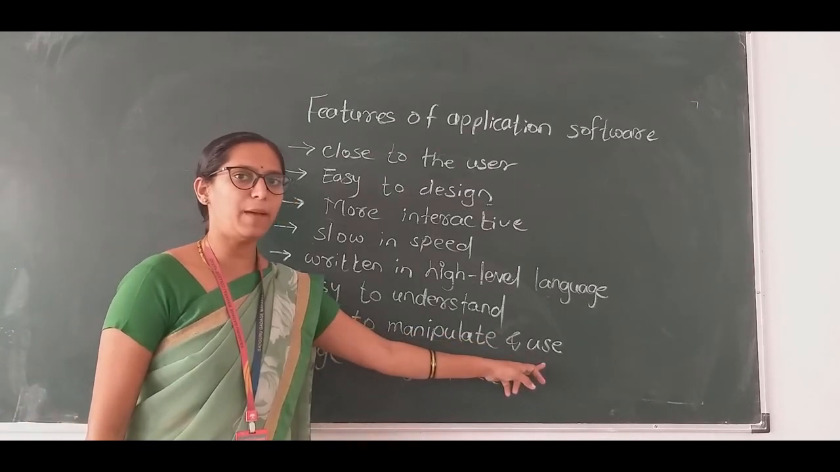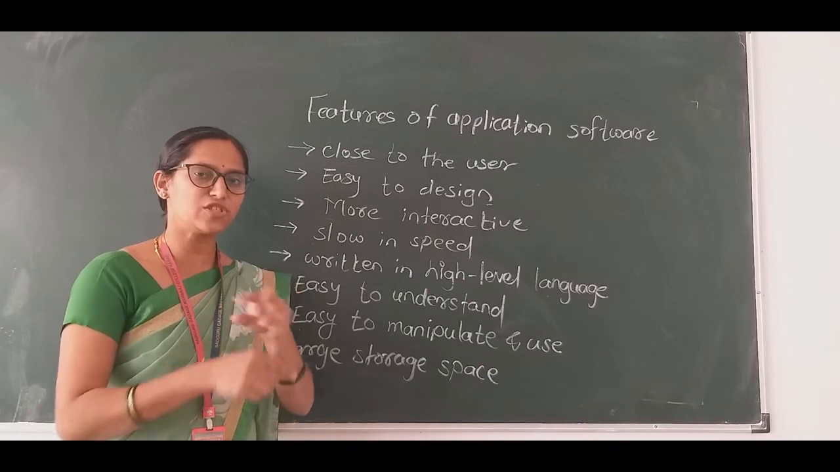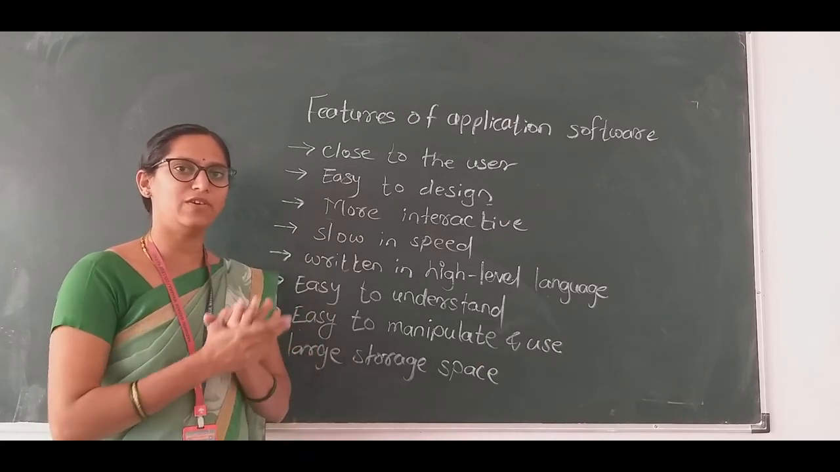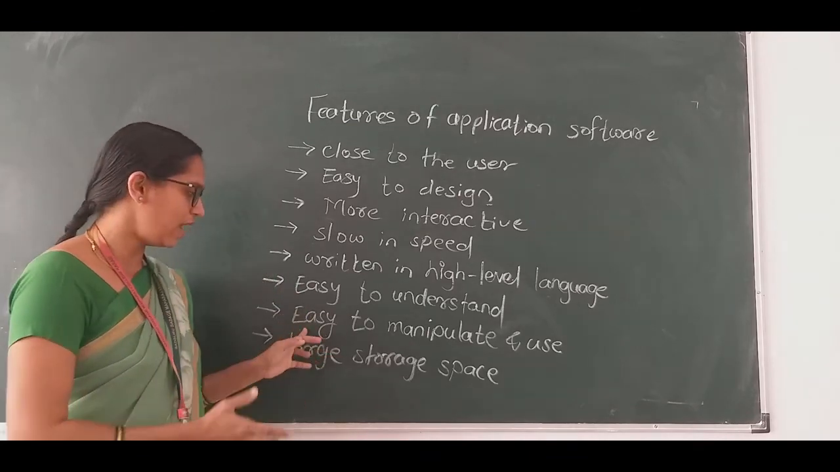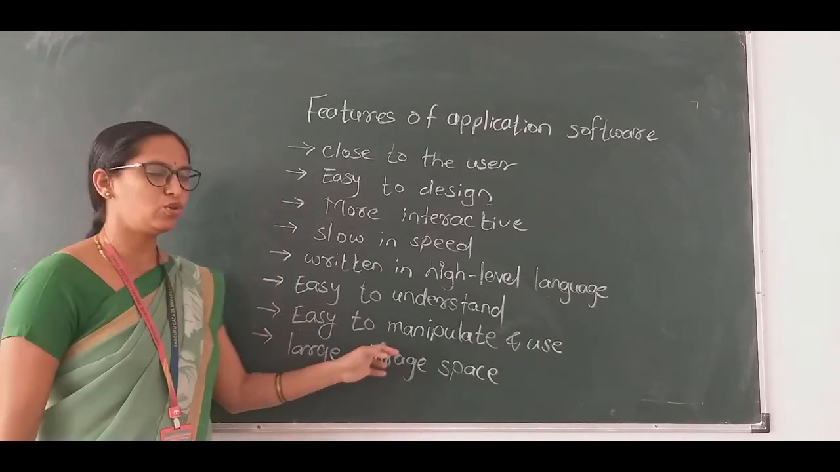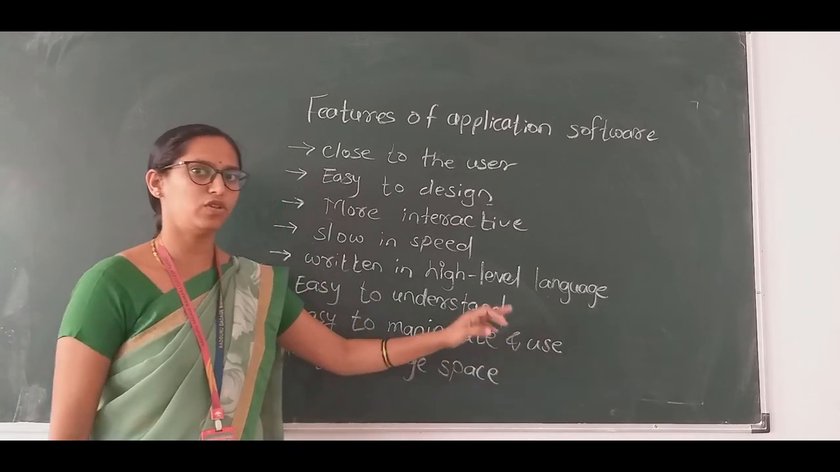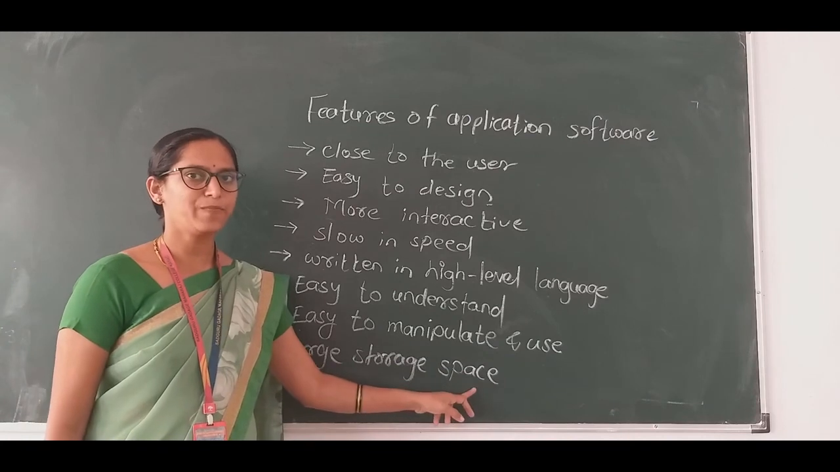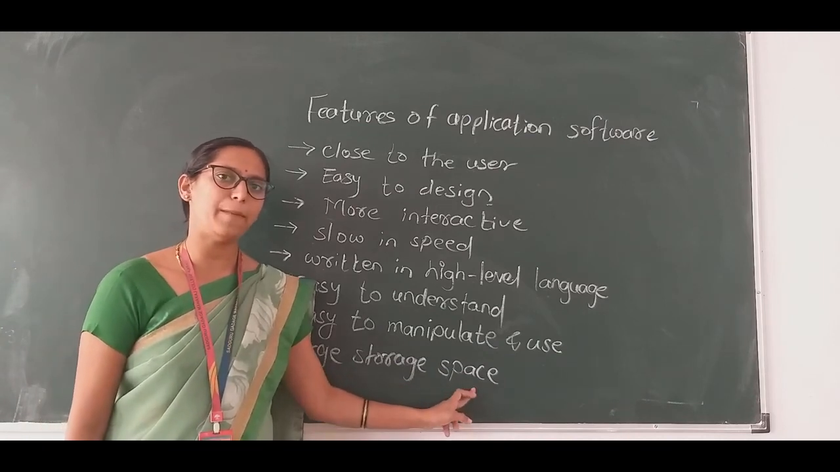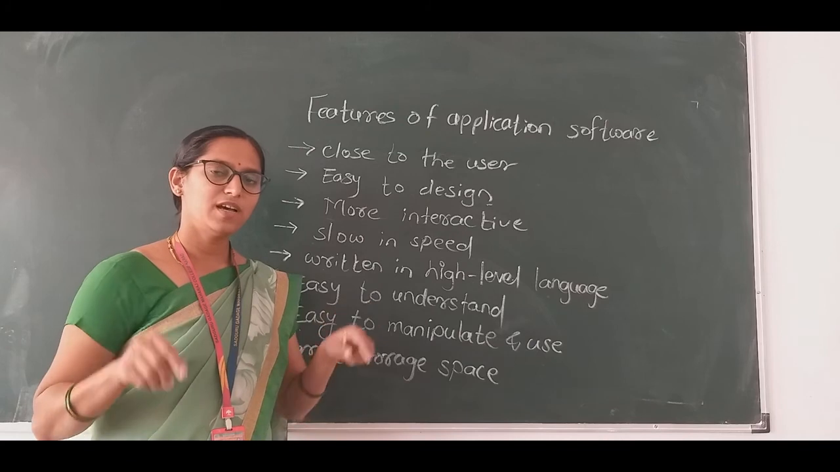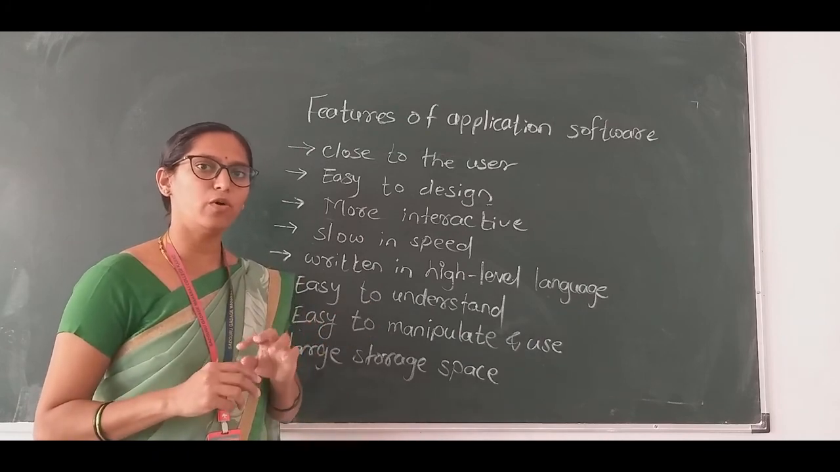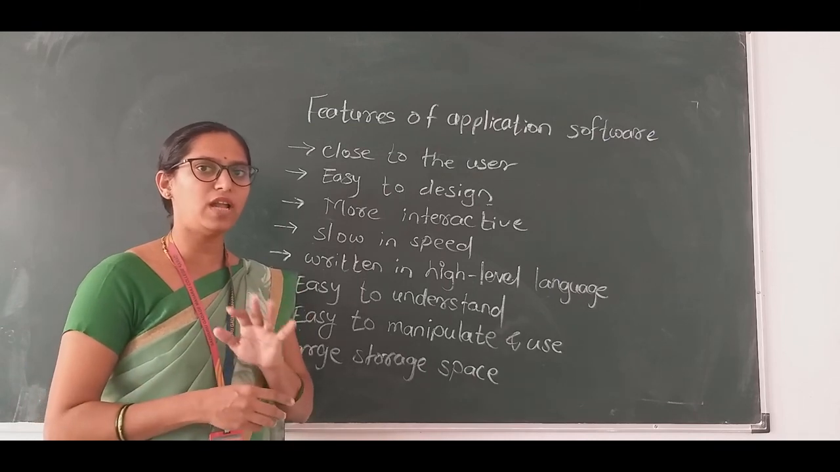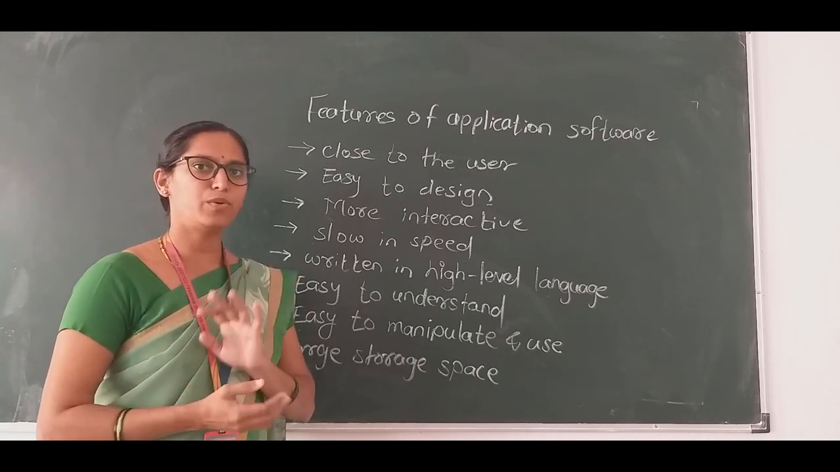Why? Because all application software provides different guidelines on that platform. That's why an unknown user can move forward easily from one phase to another phase. That's why that feature shows it is easy to manipulate and easy to use for the unknown user. Next one is large storage space. Why? As compared to system software, application software takes more area for installation and for storing that particular application. On the C drive, all applications are installed in Program Files.